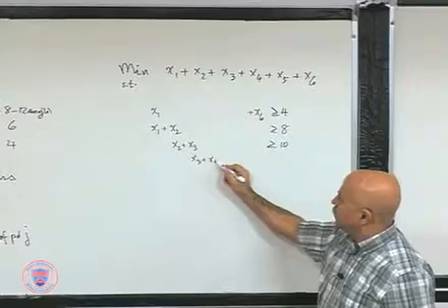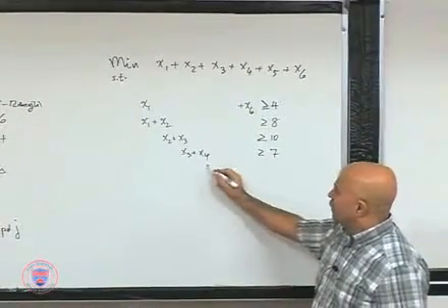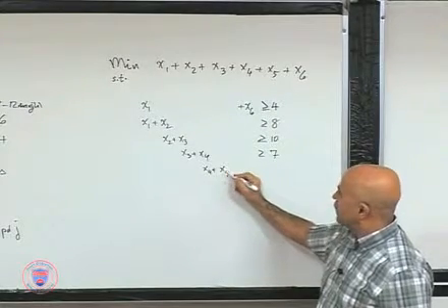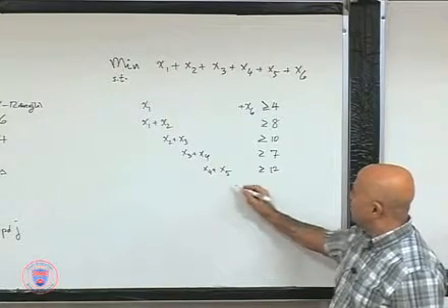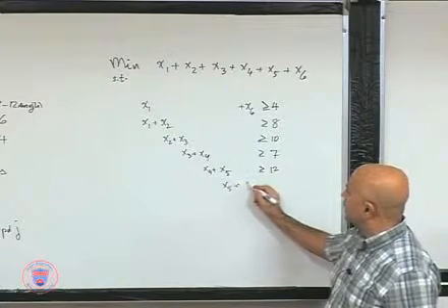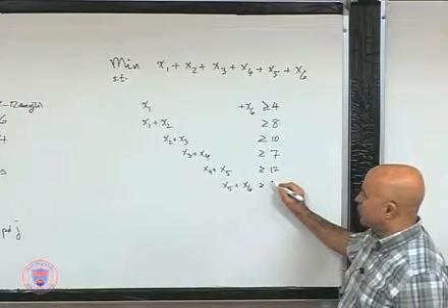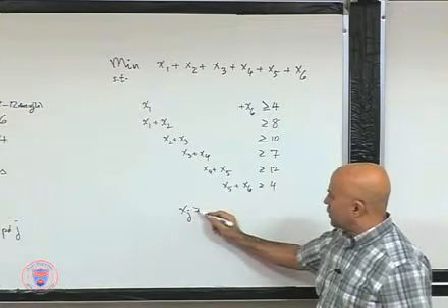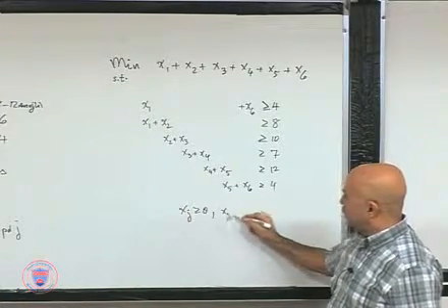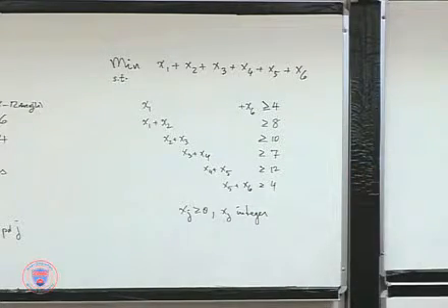x3 plus x4 greater or equal 7. x4 plus x5 greater or equal 12. And finally, x5 plus x6 greater or equal to 4. Plus, each xj is non-negative, and of course, each xj is integer. You don't have fractional buses.